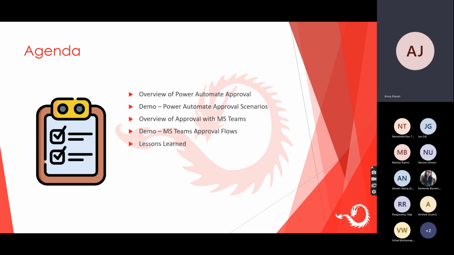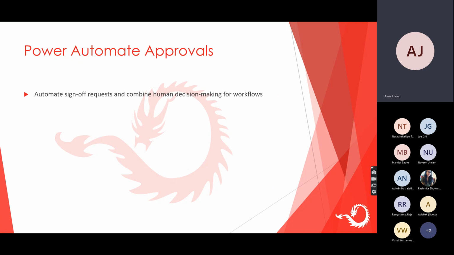And then I'll share some lessons learned, actual lessons learned on implementation of using Power Automate approvals from our projects. All right, so why do we have Power Automate approvals? To automate sign-off requests and human decision-making in your workflows.